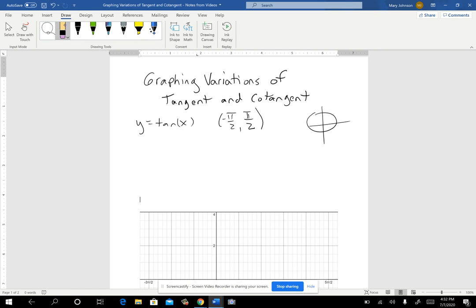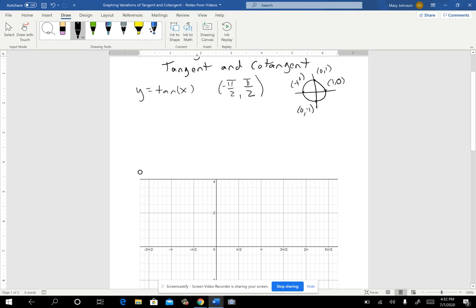Oops, that's terrible. Try that again. So let's think about that unit circle with those ordered pairs. Remember what happened was when you're at pi over 2, the tangent would be undefined. Same would be true here. That would also have an undefined tangent.